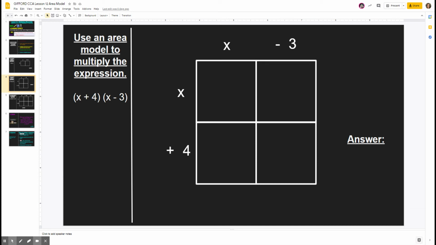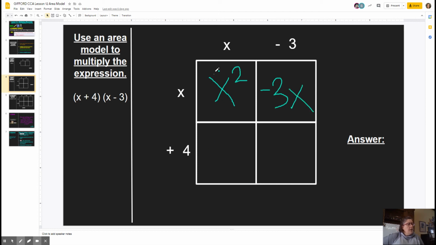So once you have that drawn, then we are going to use what we know, like I said in the last one, like we would do a times table. So we're going to fill in each of those rectangles as we go. I know x times x is x squared. I know x times negative 3 is negative 3x. I know x times 4 is 4x. And I know 4 times negative 3 is negative 12.